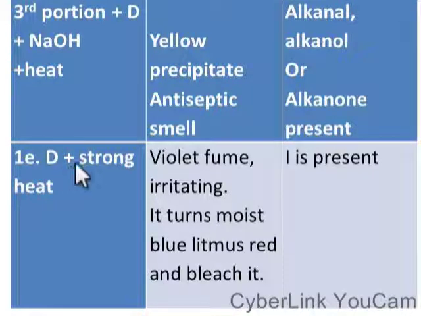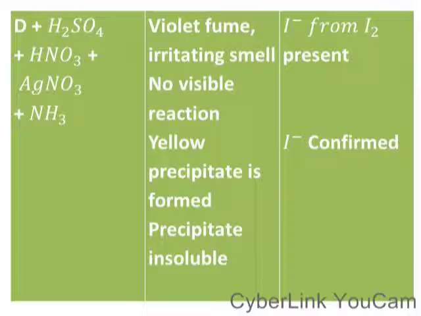Now, take D, heat it strongly. When you heat D strongly, a violent fume, irritating smell, brownish in color. It's not written here, but it should be part of it. Brownish in color. It turns moist or damp blue litmus paper red and then bleaches it. It shows that iodine is present.